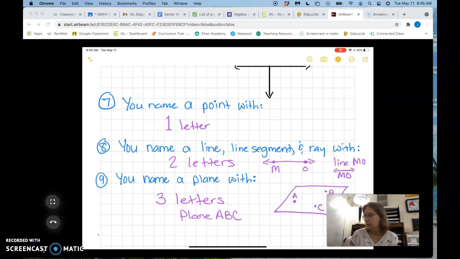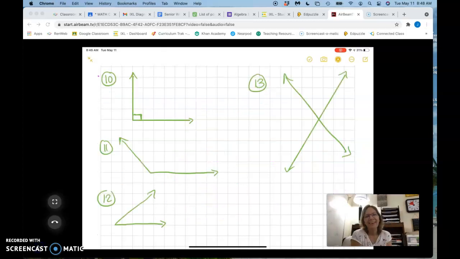So here's some examples of how to name these things. So you could say line MO, or you could say plane ABC. Okay, so you just have to name what types of angles these are, or what types of figures these are.